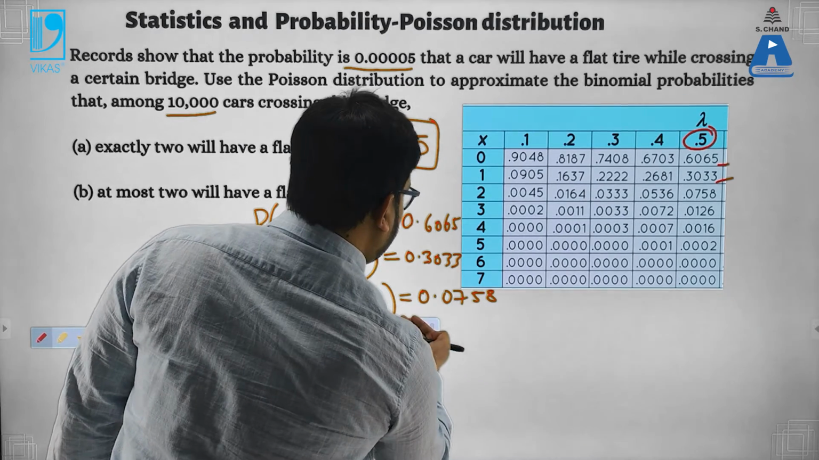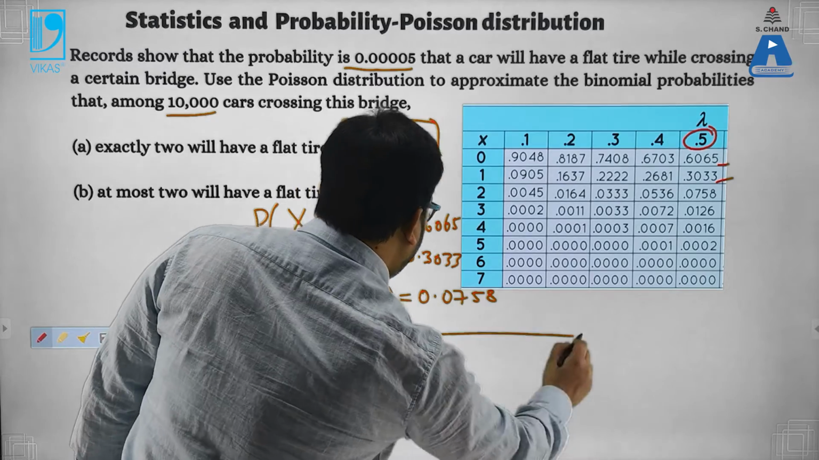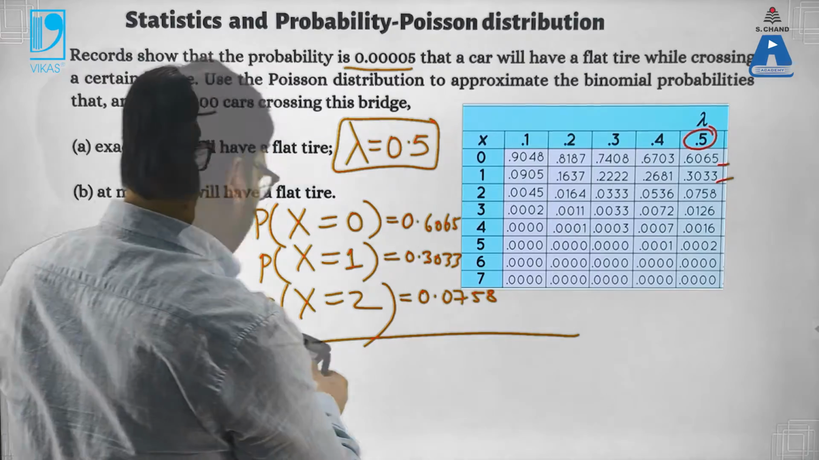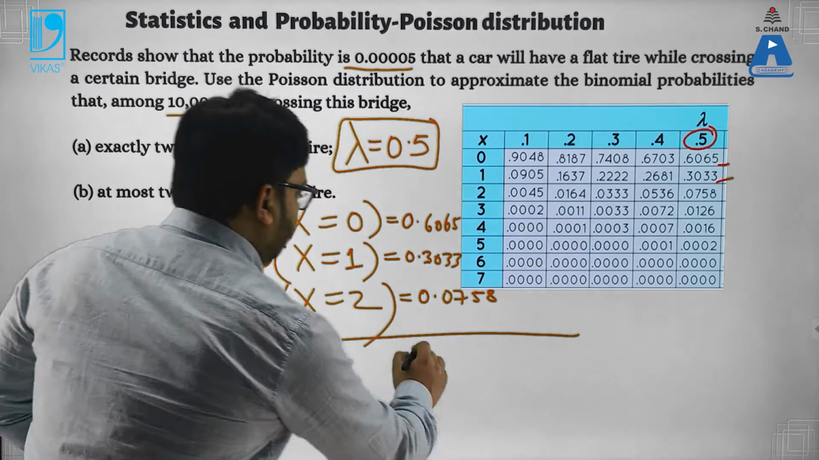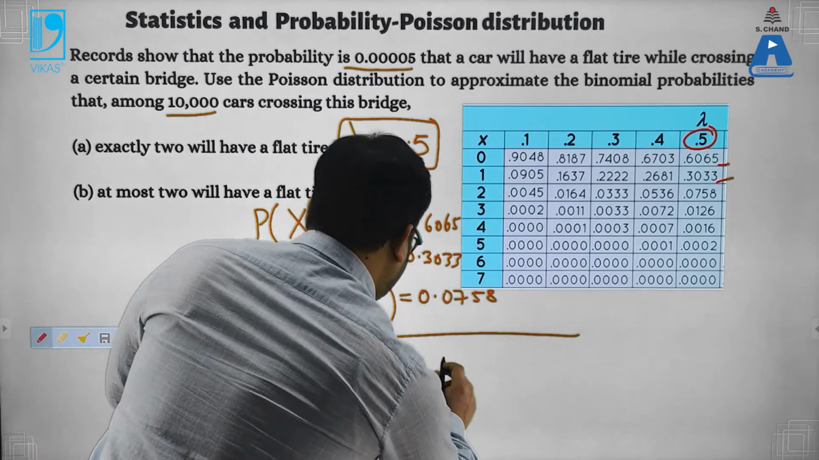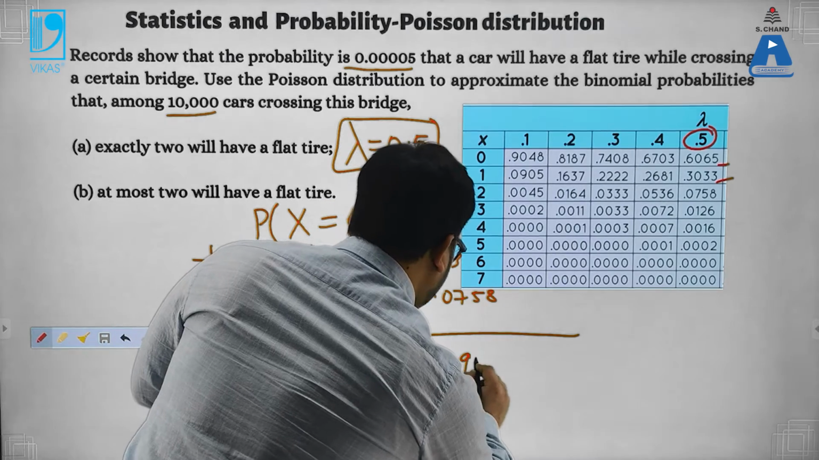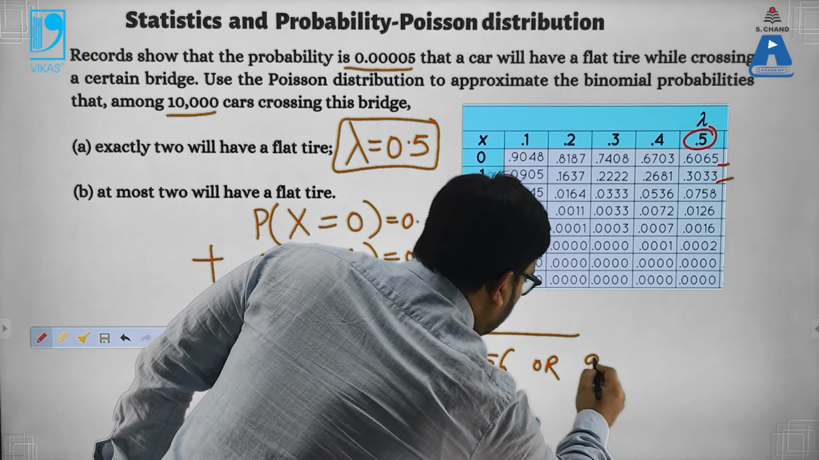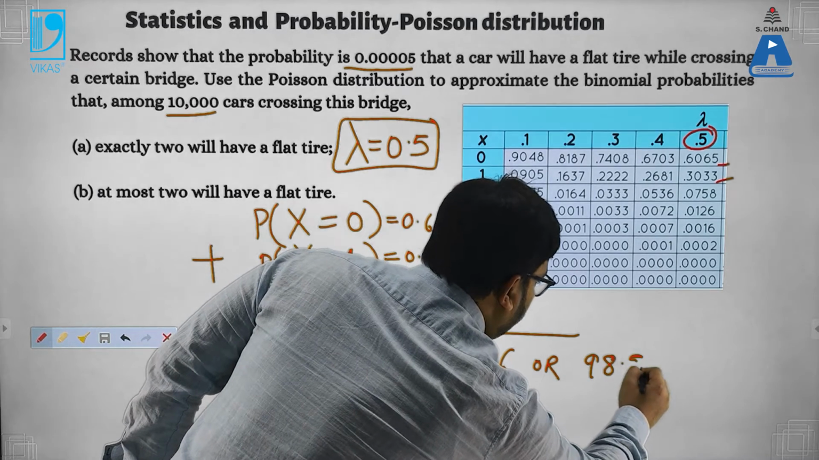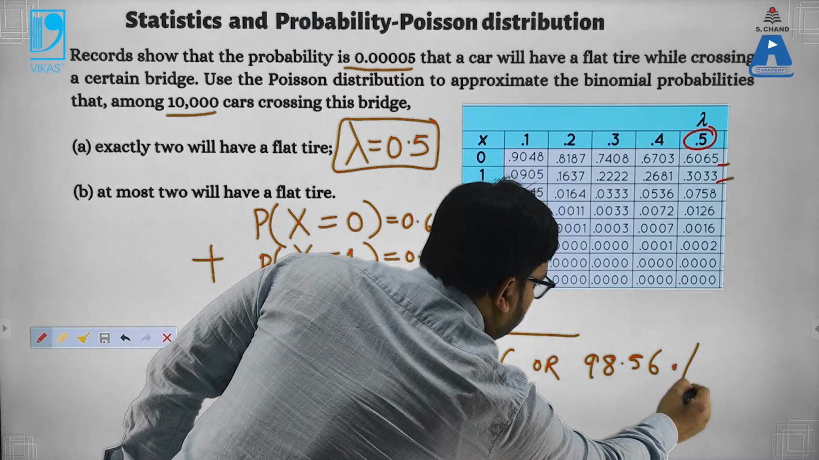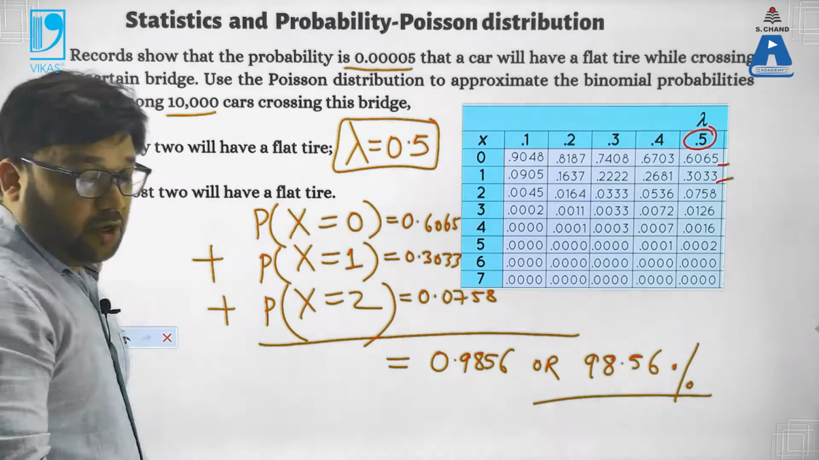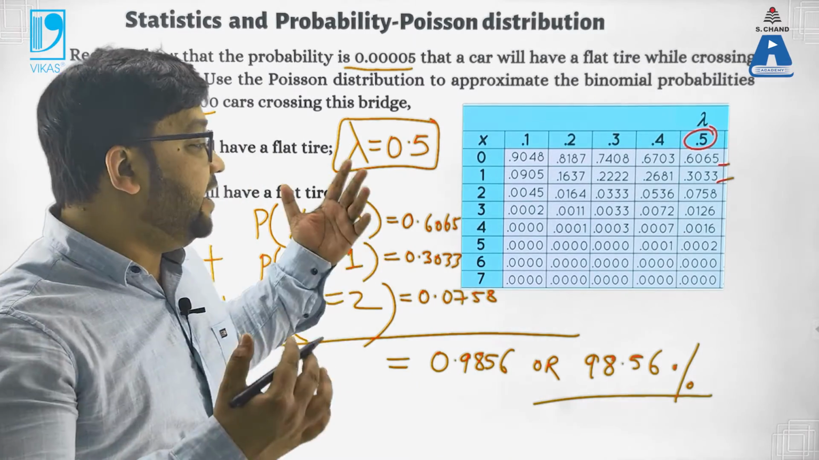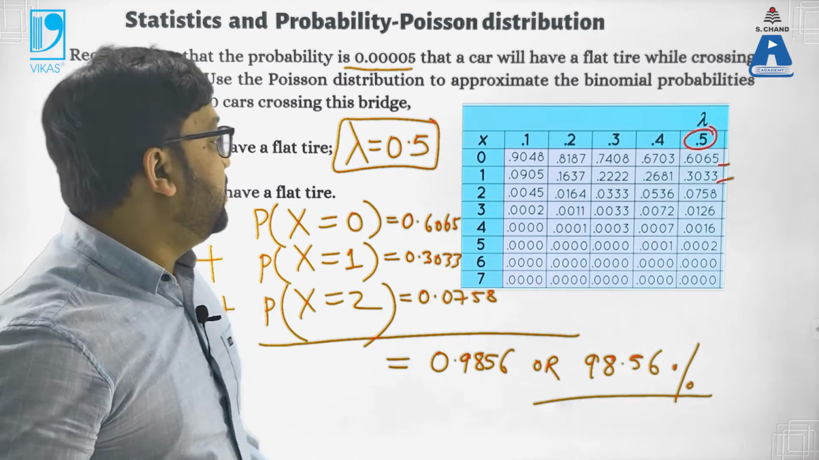Okay. The total probability is the sum of these three numbers. So yes, if I sum them up, this comes out to be 0.9856, or 98.56%. Now you see the information that I have obtained by the calculation.